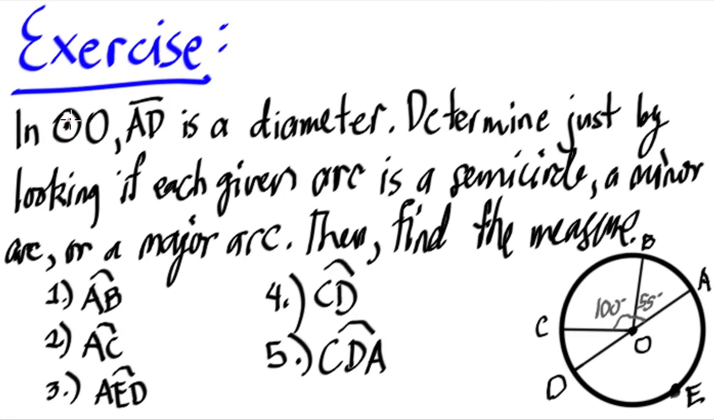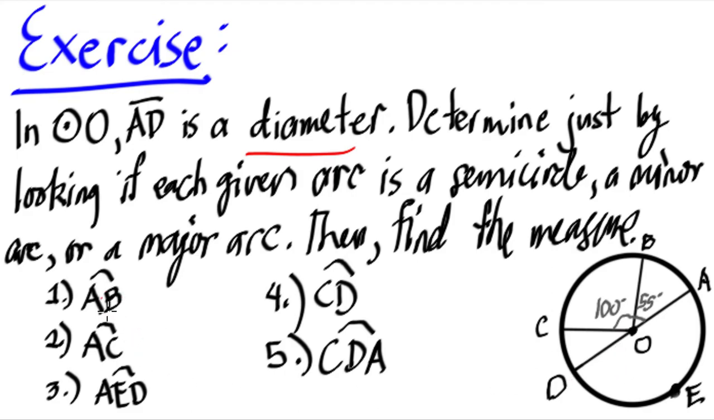Exercise. In circle O, again, this is circle O, line segment AD is a diameter. This is AD here. Determine, just by looking, by inspection, if each arc is a semicircle, a minor arc, or a major arc. Then find the measure of each. We will refer to this circle O for this exercise.